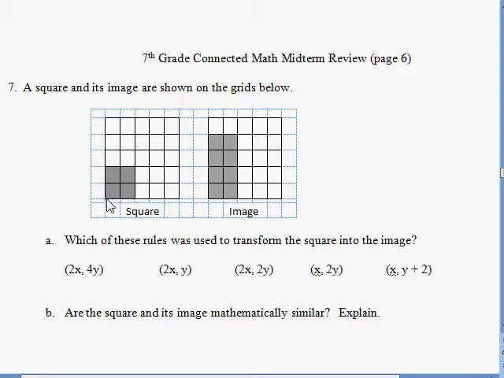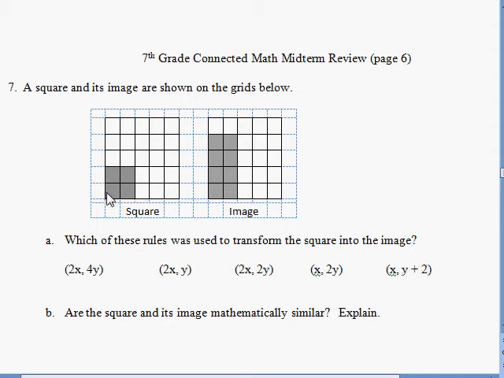Alright, the square started off to be 2 wide and the image was 2 wide. So what did we multiply 2 by to get to 2? And the answer is 1, but whenever we have a 1, we just don't write anything in front of the letter. So since we're talking about width, this is the x. So there's going to be no number in front of the x. So right now we have it narrowed down to either this one or this one.